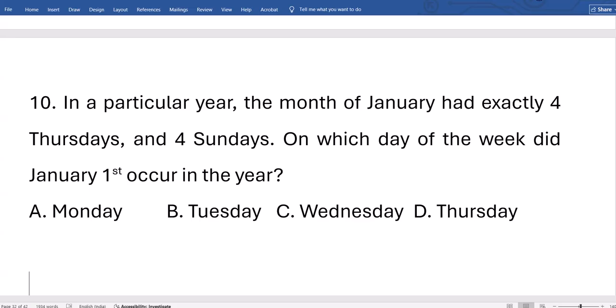You have 28 days means 4 Thursdays, 4 Mondays, everything 4. But January has 31 days. We have 3 extra, and among the 3 extra, Thursday and Sunday are not there. If that is the case, what should 1st January be? This is a very general question. Everyone just think and solve. Try a direct solution, or at worst, go for the options. If 1st January is Monday, how many Thursdays are coming? How many Sundays are coming? If it is 4, the answer is that, that's it. Worst case, you can use the options.